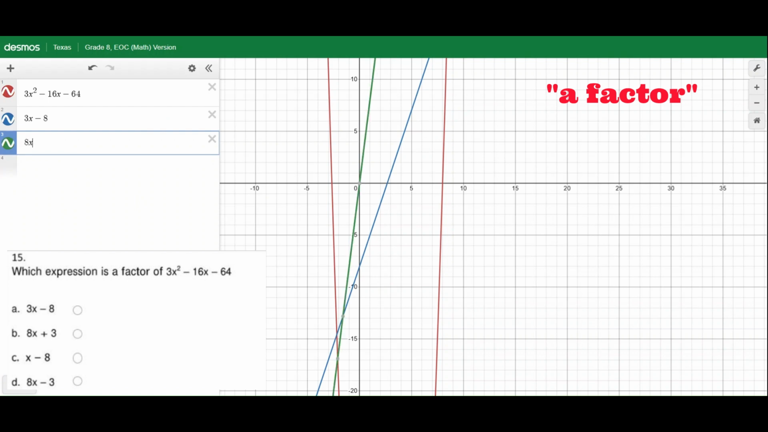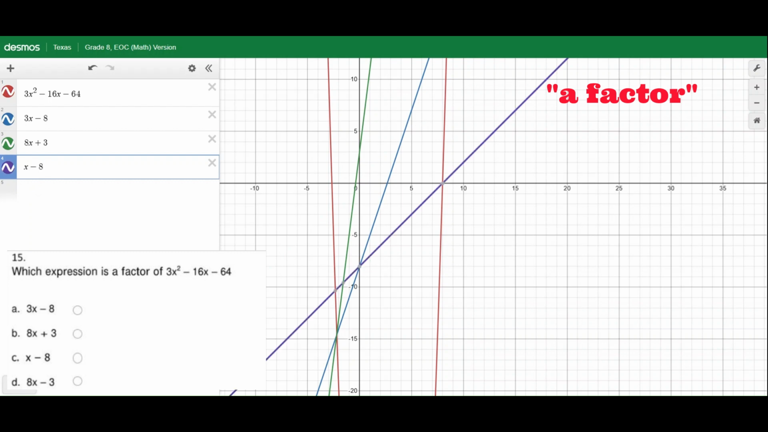Next is 8x plus 3. Same thing here. This doesn't intersect on the red. Okay. The third is x minus 8. Now, this one, the purple one, okay, I'm going to erase this part here.